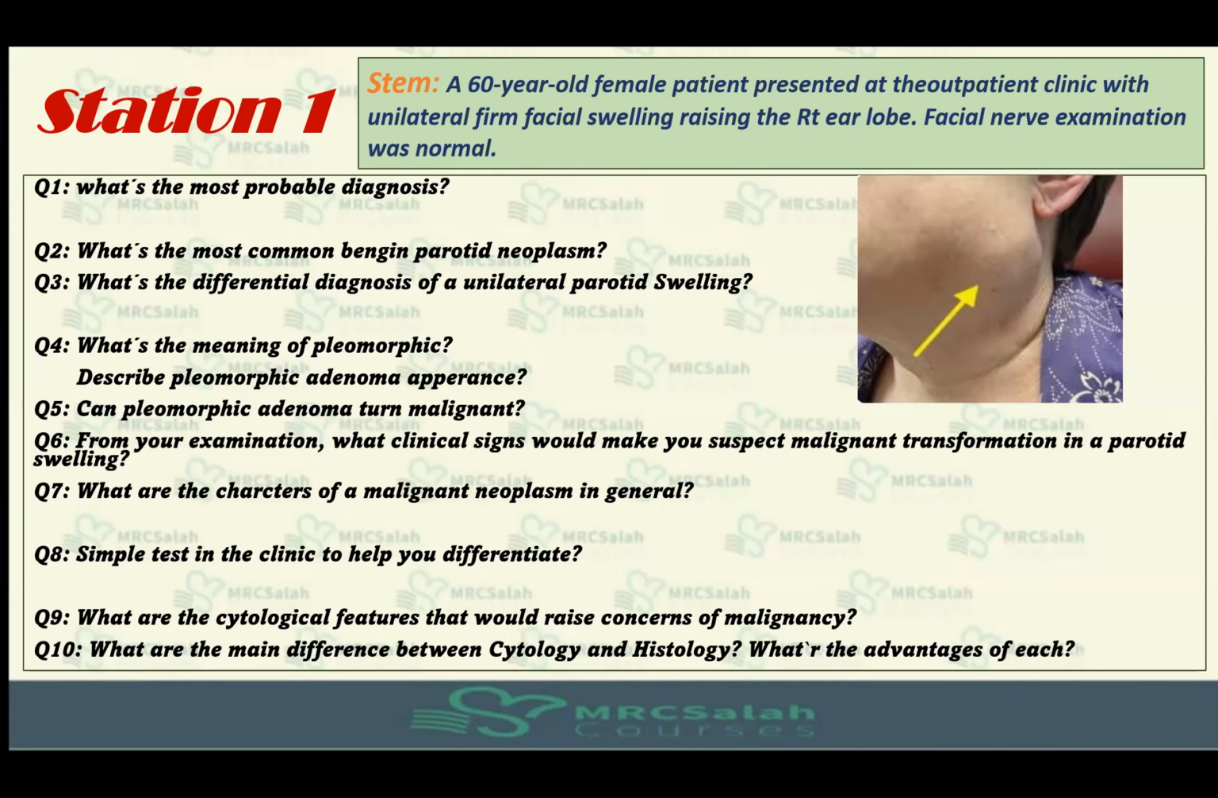Cytology is a study of cells only, without the background tissue. And histology can have a study of cells and surrounding tissue. An advantage of cytology is that it is simple, easy, and cheap.